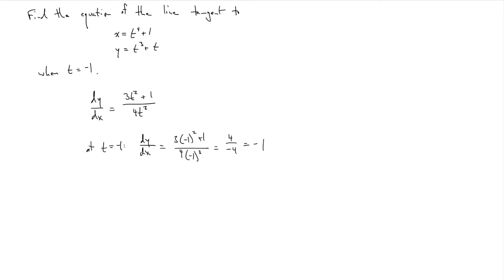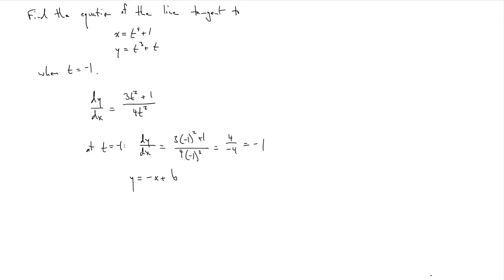Plugging in t equals -1 into that expression, we get that dy/dx is equal to -1. And so the equation of a tangent line is y equals -x plus b. And all that's left to do is to solve for b.